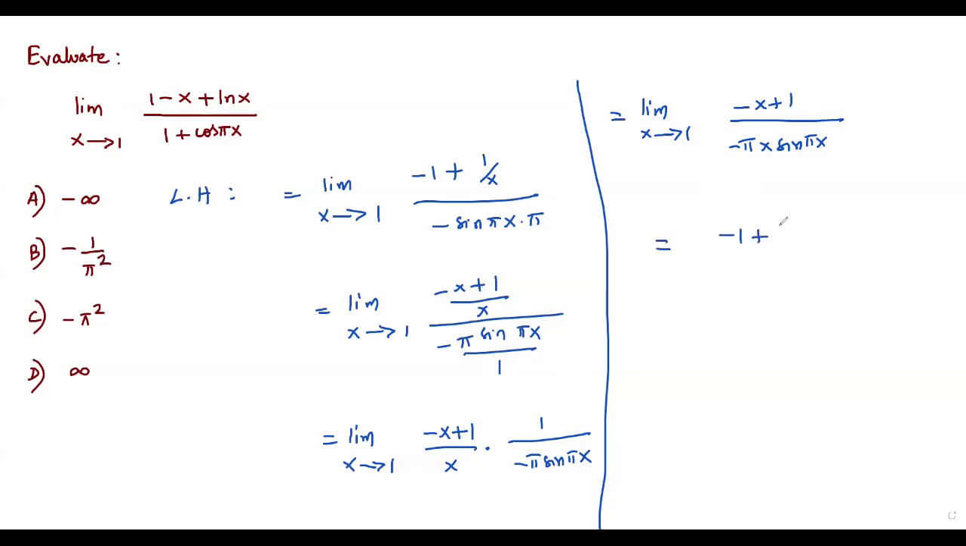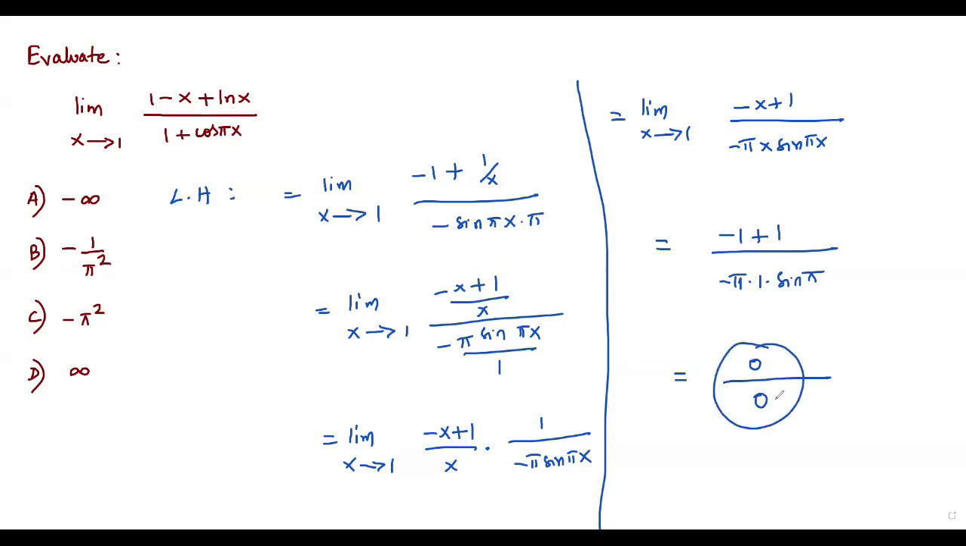Then I'm getting negative 1 plus 1 divided by negative pi times 1 times sine pi. So I just plugged in the given limit 1 for x over here and x over here. When I plug in 1 for x over here, it becomes pi times 1, that is just pi. In the numerator, negative 1 plus 1 becomes 0, divided by, and the value of sine pi is 0. 0 multiplied by everything becomes 0. Again I'm getting 0 over 0, that is the indeterminate form.